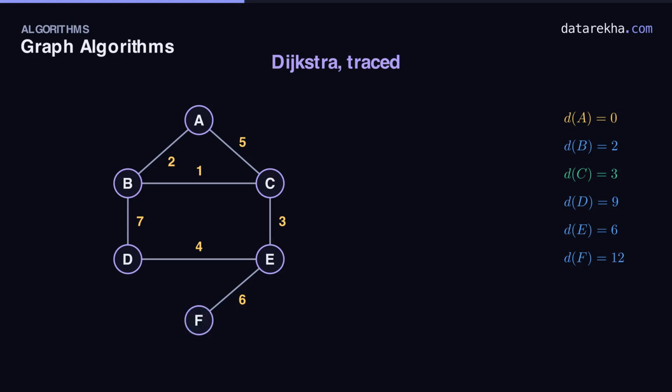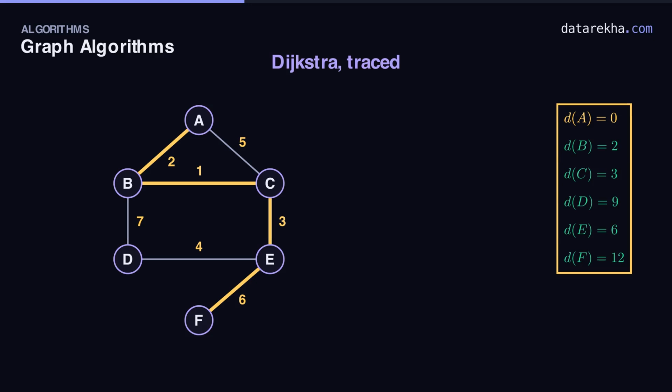Only D and F remain. Settle D at 9. Its neighbors are already done. Then settle F at 12. Every vertex is green. The algorithm is finished. And there's the answer table. From A, B is 2, C is 3, D is 9, E is 6, and F is 12. Each one is the true shortest distance. For instance, the shortest route to F runs A, B, C, E, F, and the lengths add to 12.